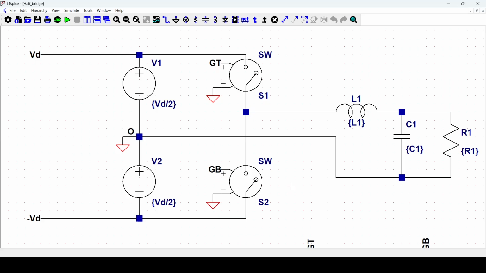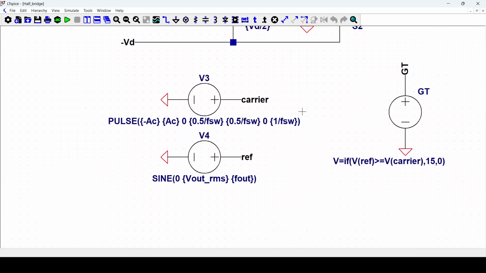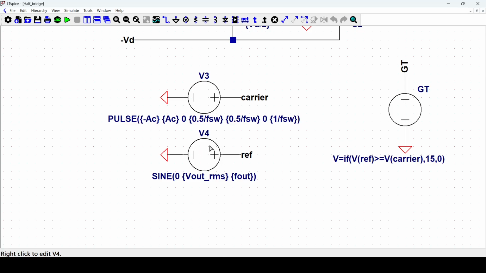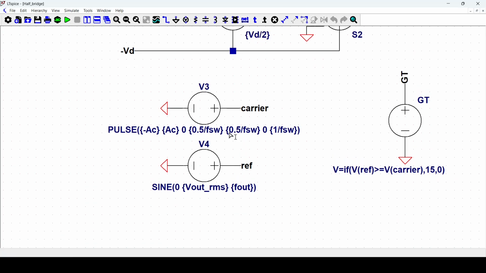So to make this signal in LTspice, we need an independent voltage source to generate the reference, and this is a sine with our output voltage in root mean square for the amplitude, and the output frequency for the frequency of the waveform. And then we've got our carrier wave, which goes from minus AC, which stands for the carrier amplitude, to plus the carrier amplitude. So this carrier wave is bipolar.